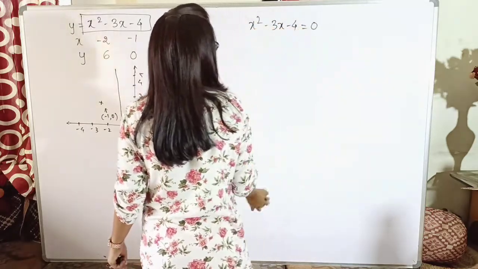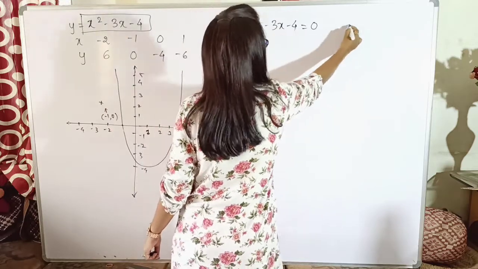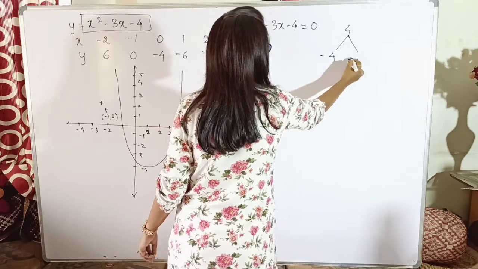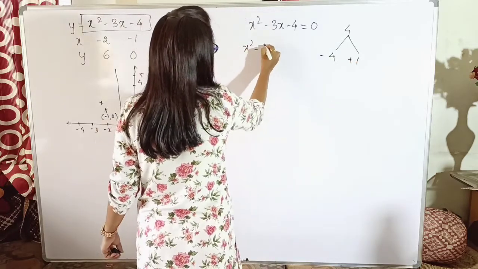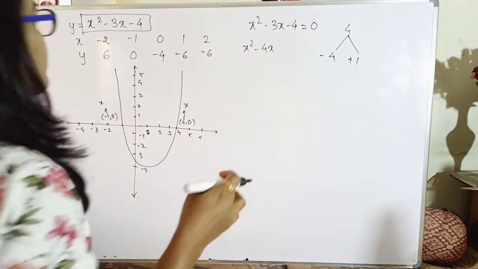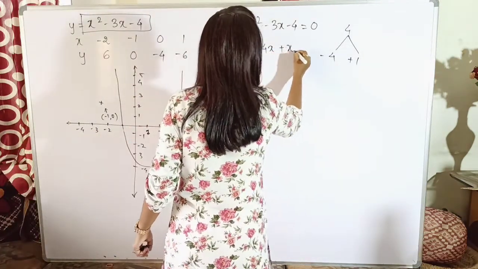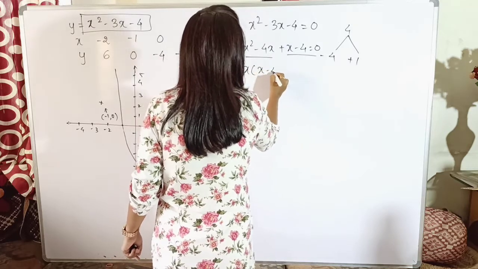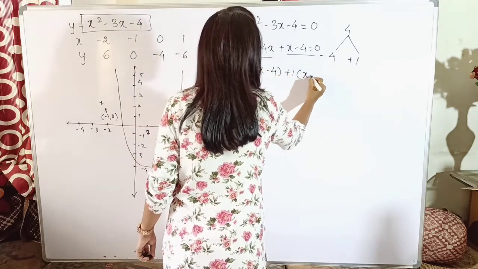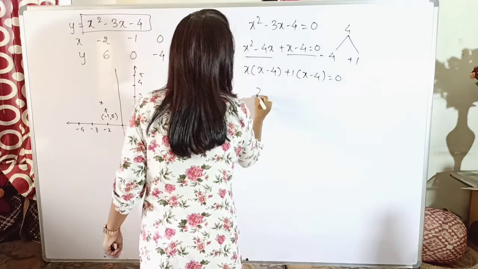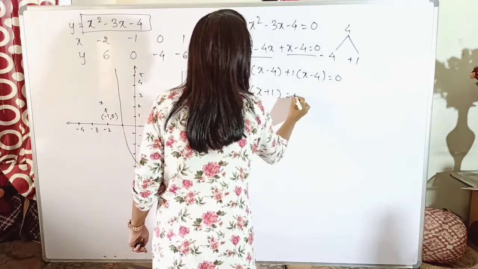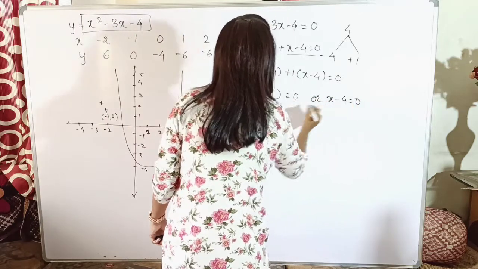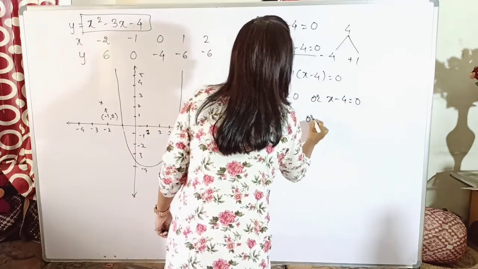I have to equate it with 0 by splitting the middle term. Factors of 4 whose subtraction is 3, they are 4 and 1. Since the sign is minus, this will be minus and this will be plus. So x square minus 4x plus x minus 4 equal to 0. Taking common, I get x minus 4 in one bracket plus 1 x minus 4 in one bracket equal to 0, which gives me x plus 1 in one bracket, which I will equate with 0, or x minus 4 is equal to 0. So value of x I am getting as -1 or 4.